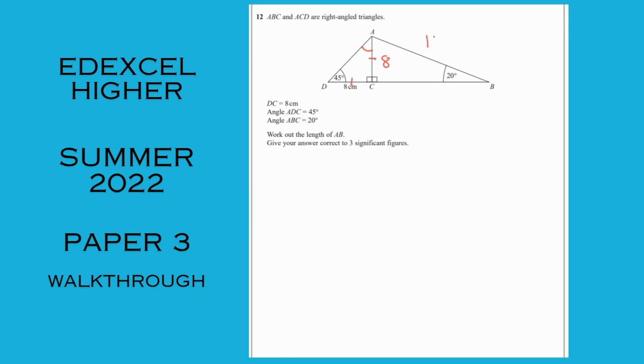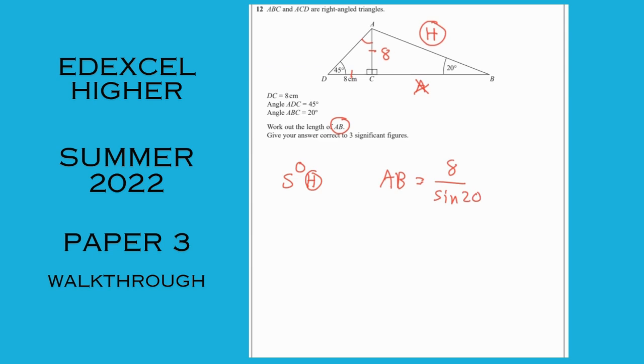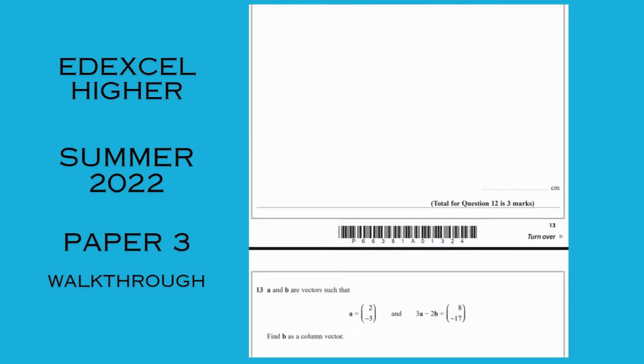There's the 20. That's the hypotenuse. That's the adjacent. 8 is the opposite. It's asking us for AB, which is the hypotenuse. So the adjacent is useless. And we're using the SO part of SOHCAHTOA. If you want the hypotenuse, which is AB, you need to do opposite, which is 8, divided by S, which is sine 20. I get 23.390. It wants 3 sig figs, so do what you're told.